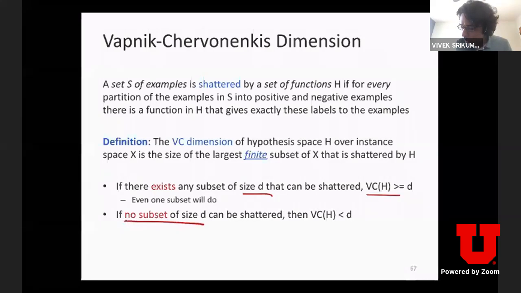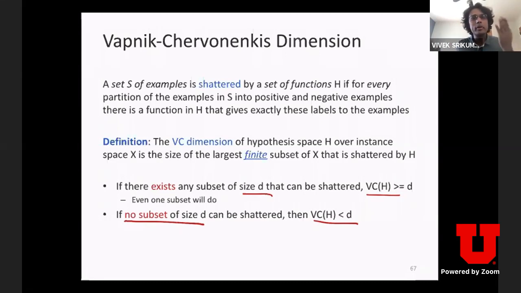If not even one arrangement of D points can be shattered, then the VC dimension is strictly less than D. So every VC dimension proof typically comes with both sides. There's a lower bound: you need to show that there exists one set of points that can be perfectly classified. And there's an upper bound that says no arrangement of these points can be classified. By sandwiching these two things, you can show that the VC dimension is some number D.